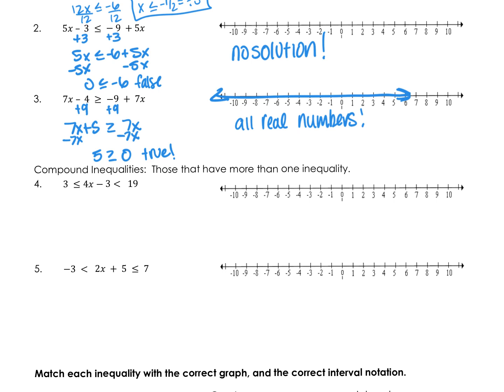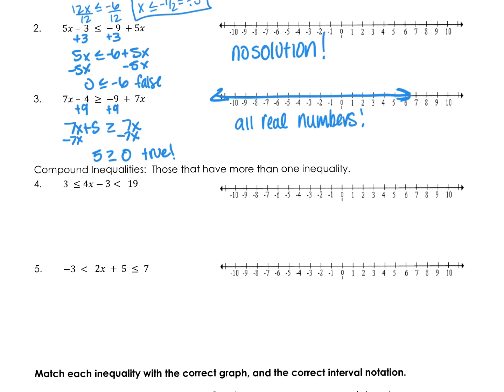So if you get an x in your answer, you're just graphing it and writing an interval. That's what most problems look like. Every now and then, x's will disappear. If the statement is false, it's no solution. If the x's disappear and the statement is true, it's all real numbers. So those are the 3 different types of answers you'll run into.